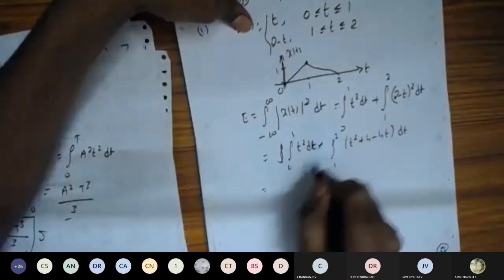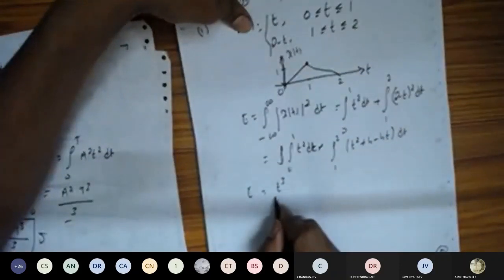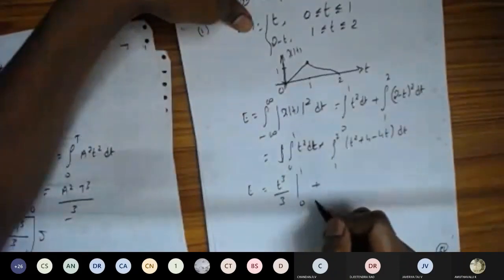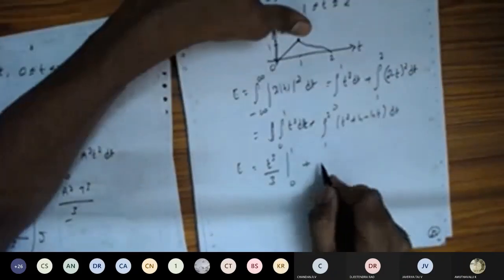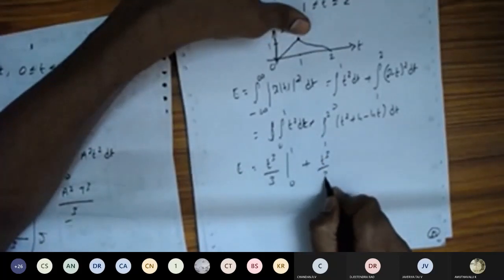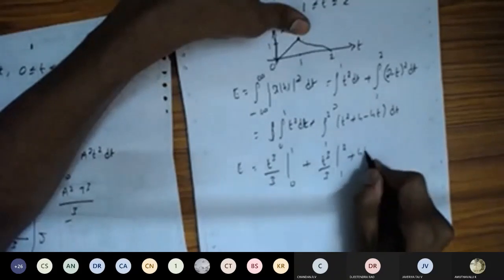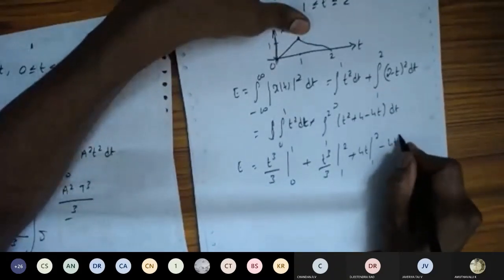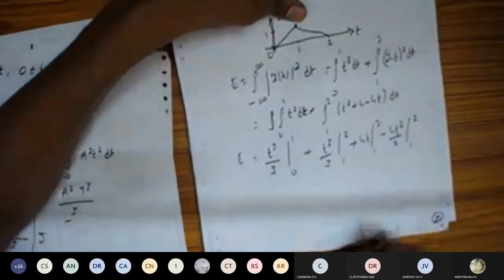So integrate this one. The integration of t square is t cube divided by 3, the limit is from 0 to 1, plus the integration of t square is t cube divided by 3, the limit from 1 to 2, and the integration of 4 is 4t from 1 to 2, minus 4t square divided by 2, the limit from 1 to 2 here.